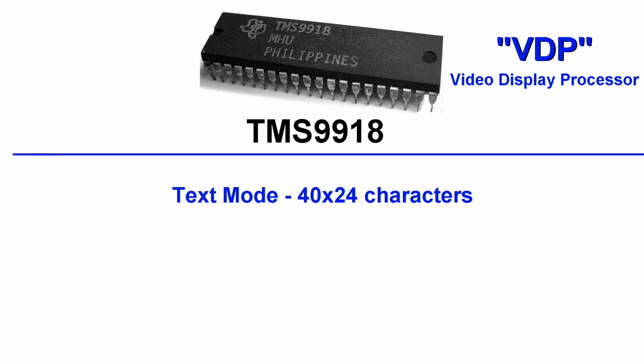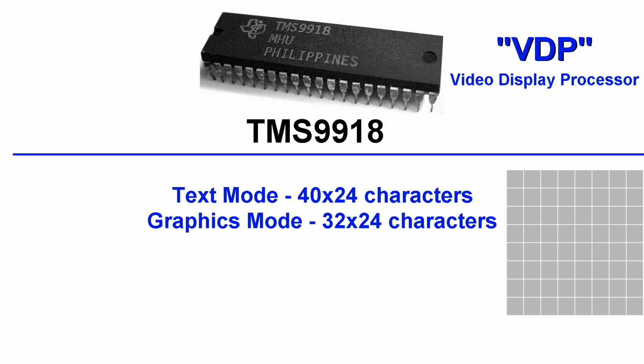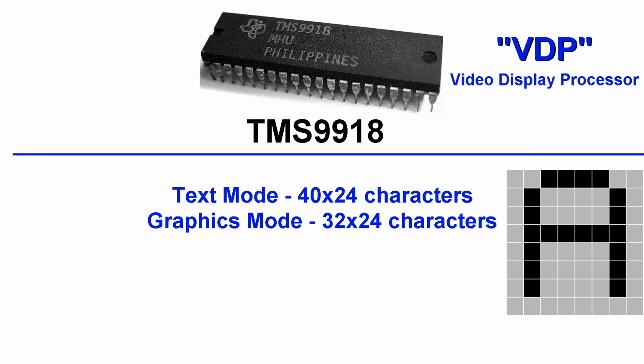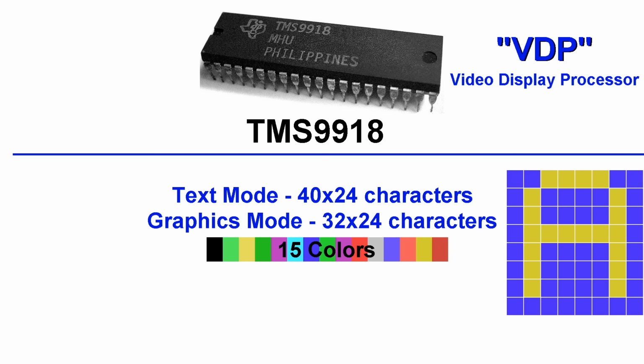So believe it or not, what BASIC uses on the TI-99 is actually what is referred to as graphics mode. In this mode, you get 32 by 24 character cells, and each one is a proper 8 by 8 grid. Only in this mode, you can also define foreground and background of each character cell, and you can pick between 15 different colors. And you can see these cells clearly in the demonstration program, for example.